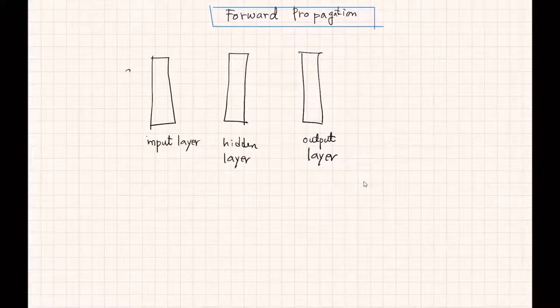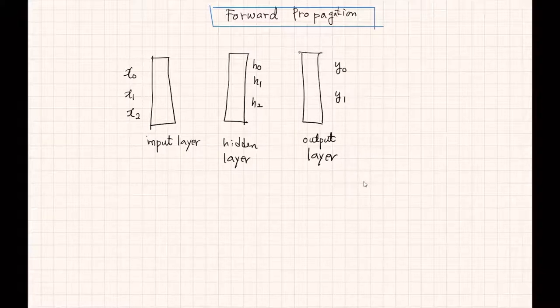I assume that we have three elements in the input vector, three nodes in the hidden layer, and two output nodes, Y0 and Y1. The input vector will be transmitted to the hidden layer, and the output of the hidden layer will be connected to the output layer. To make a connection from the input to the hidden layer, we define the weight matrix W. To make a connection from the hidden layer to the output layer, we define the matrix W dash.